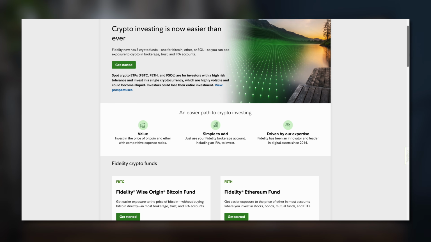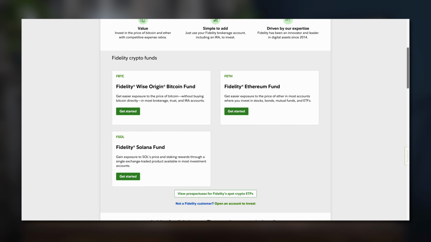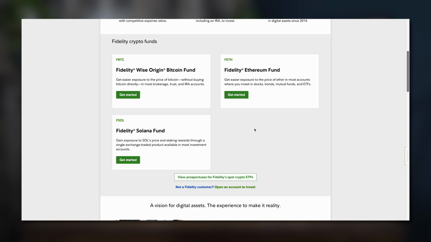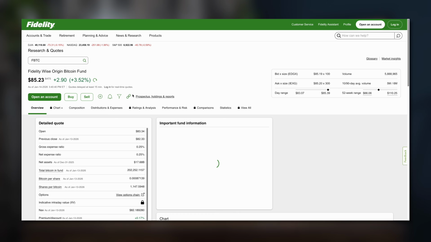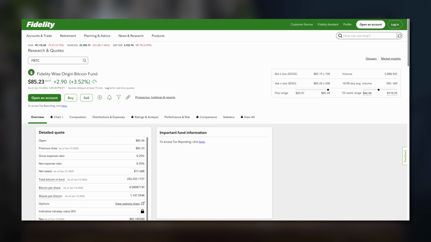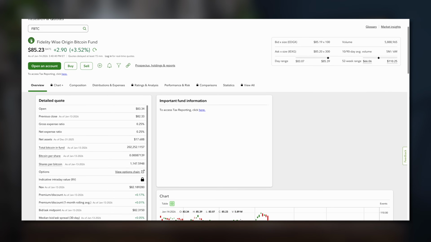So yes, they've got the majors covered, but to be honest, the selection is a little underwhelming. Now, Fidelity does also offer crypto ETFs, 3 different funds offering exposure to Bitcoin, Ethereum, and Solana. But you can invest in these crypto ETFs through any brokerage platform, so they're not exclusive to Fidelity.